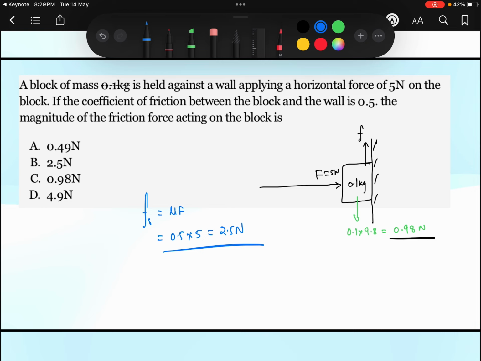So here, to prevent the relative motion between this surface and this body, the friction force required is 0.98 Newton only. Now this force is less than 2.5 Newton, so only this much amount of friction, 0.98, will be acting on the body. So our answer is 0.98 Newton.